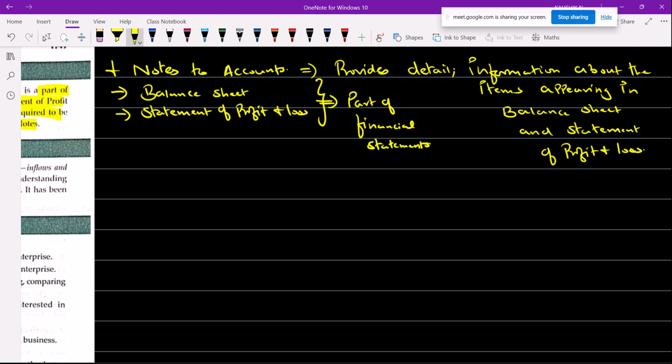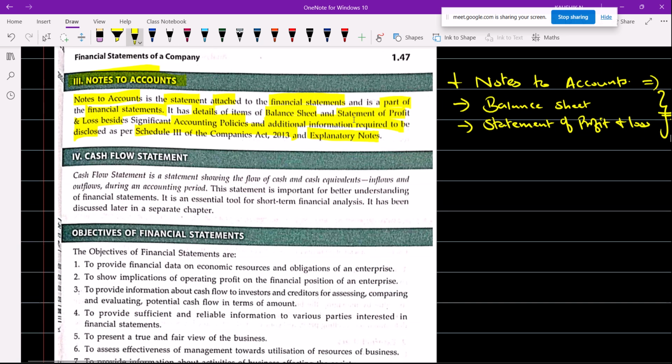And not only that, it has been purely prepared as per the accounting principles, and it also gives a detailed explanatory note. All these things are purely based upon Schedule 3 of the Companies Act of 2013. So according to Schedule 3, your notes to account will provide a detailed explanatory note and detailed information about the items, or in other words, it provides the additional information that requires to be disclosed.